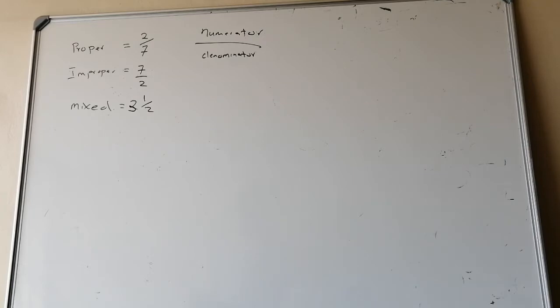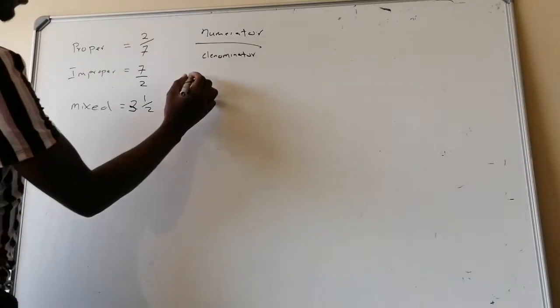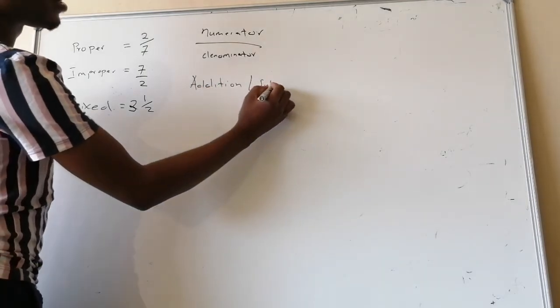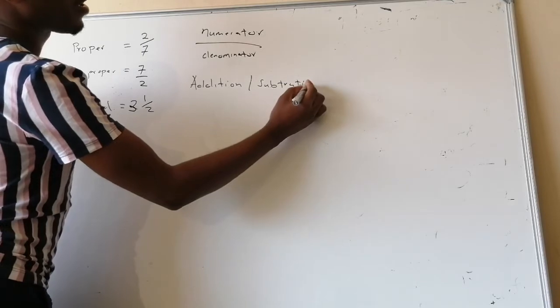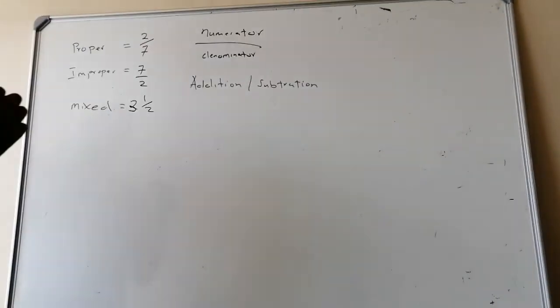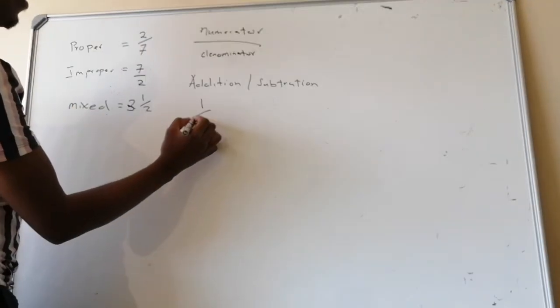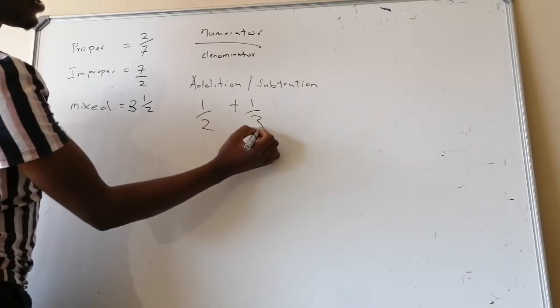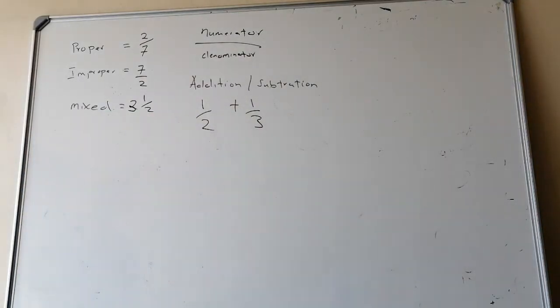So we also will do what we call the addition and subtraction of fractions. These are almost similar because the operations are similar. Let's say we have 1 over 2 plus 1 over 3. So now I want to add those fractions. For us to add those two fractions, their denominators should be the same. So we want to find a way to make those denominators equal.